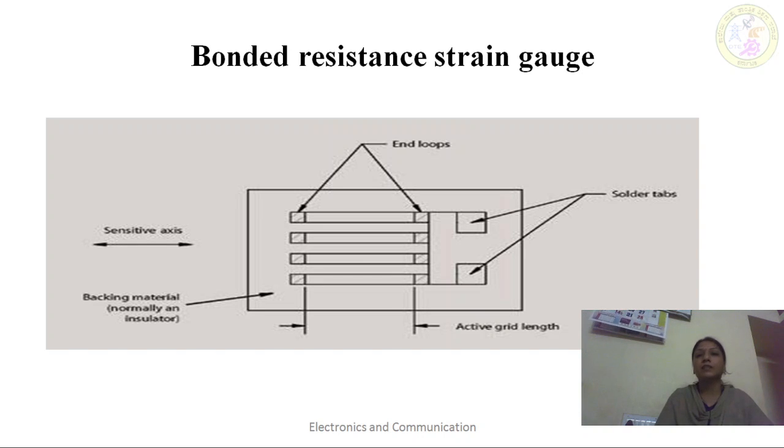Bonded resistance strain gauge, it looks like this. Here end loops are there, active grid length is there, solder tab, and the backing material is normally an insulator.